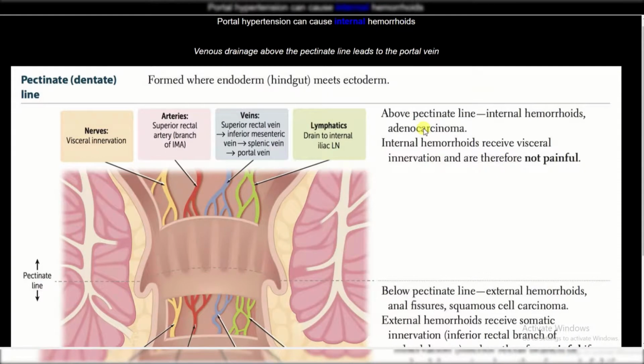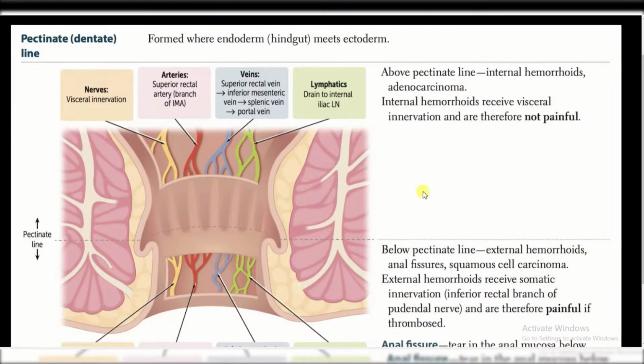Let's discuss more. Above the pectinate line, there are internal hemorrhoids. These are related to which type of cancer? You have to remember that. This is adenocarcinoma, right? Next, internal hemorrhoids receive visceral innervation, therefore they are not painful. So remember, internal hemorrhoids are not painful and external hemorrhoids are painful.